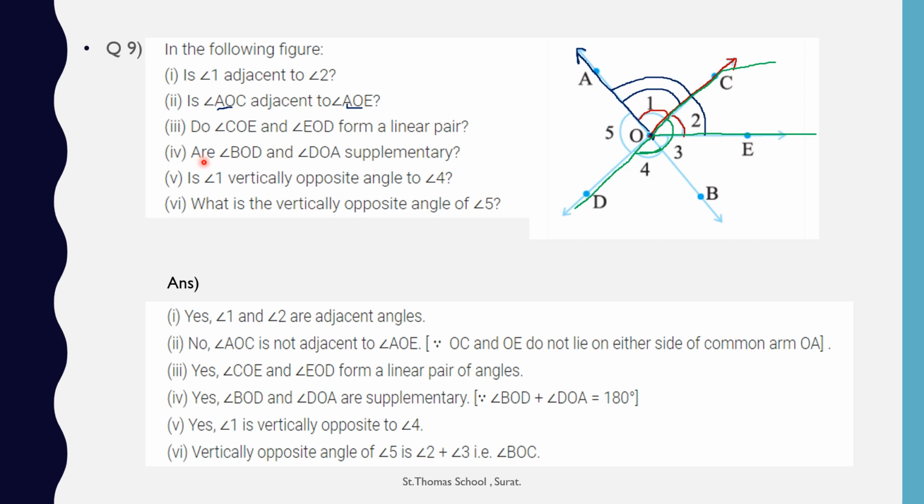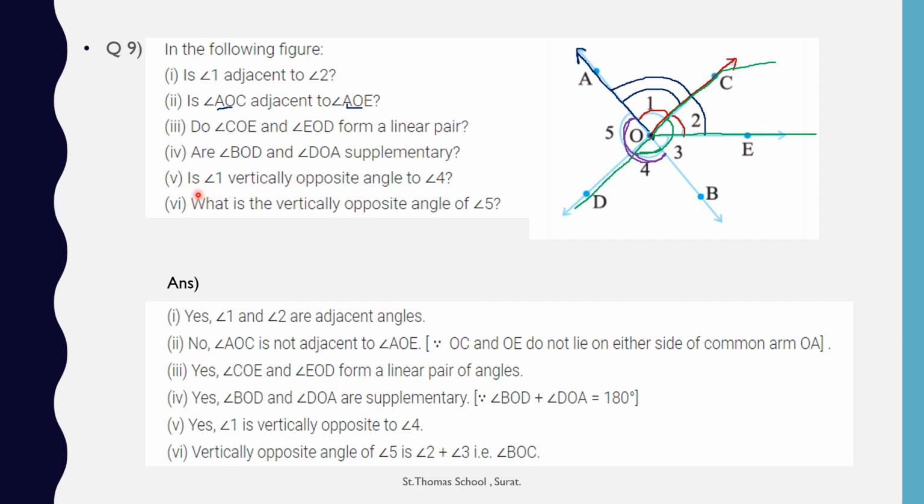The next one: are angle BOD and angle DOA supplementary? What is the meaning of supplementary? 180 degrees. So this is BOD and DOA, in the same way. BOD means this angle and the next one, DOA, means this angle. Look at this again, it is a straight line. What is the straight line? AOB. This full angle is AOB. So AOB is a straight line. Again, the sum is 180 degrees. So we can say that angle BOD and angle DOA are supplementary.